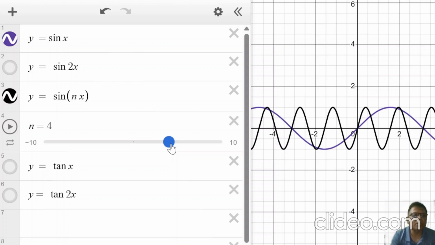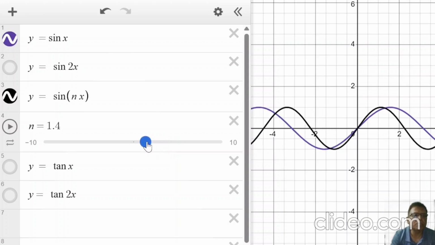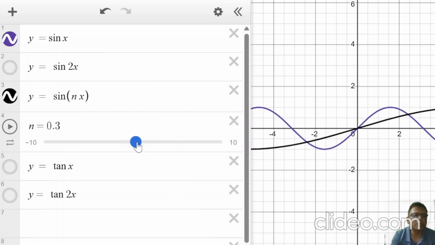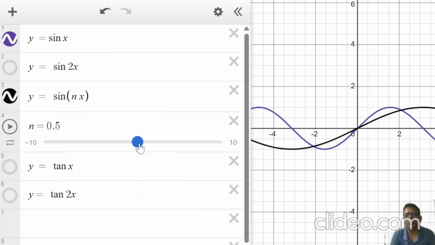So now if you divide, suppose you take 0.5. Then the period will become double. In place of 2 pi, it is now 4 pi.